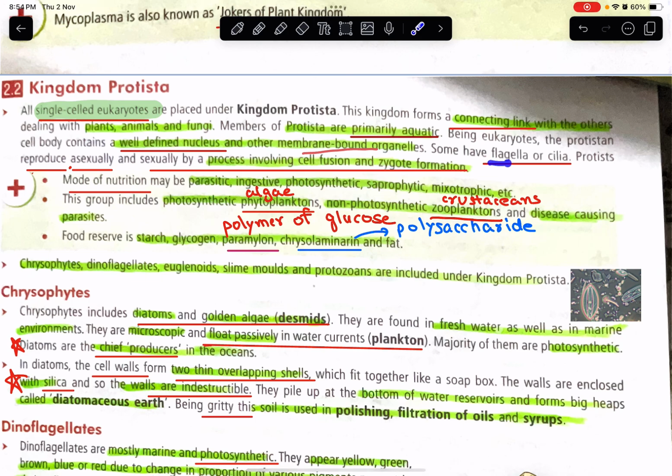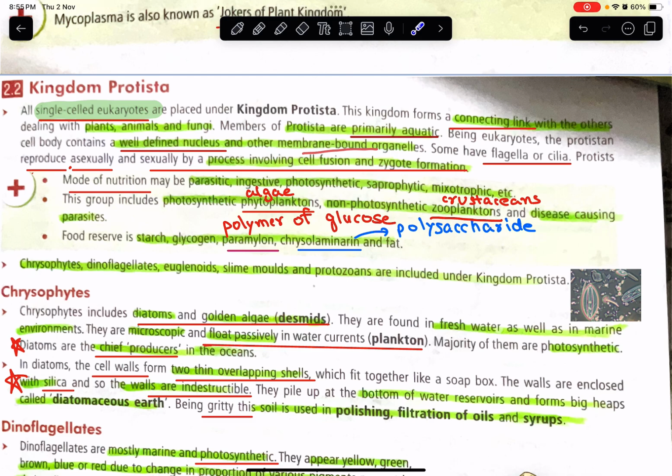Some have flagella and some have cilia. These are the locomotory organelles. Protista reproduce either asexually or sexually, and they reproduce sexually by a process which involves cell fusion or zygote formation.